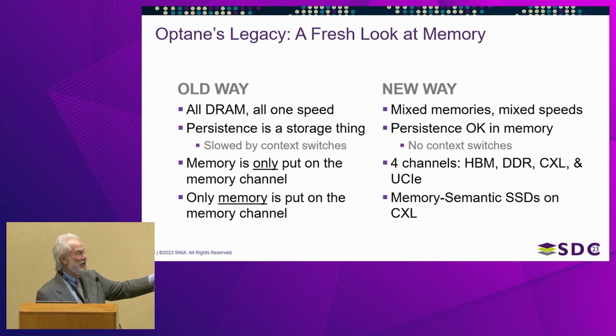So memory is only put on the memory channel. You don't put memory into the storage area because it slows it down. But now you've got 4 channels that you can do that with: HBM, DDR, CXL, and UCIe, which is coming, the chiplet interface. And then the bottom one, only memory is put in the memory channel. Now you can put memory semantic SSDs, or maybe even other things, onto the CXL channel and communicate with it as if it's memory. And CXL just hides all of that.